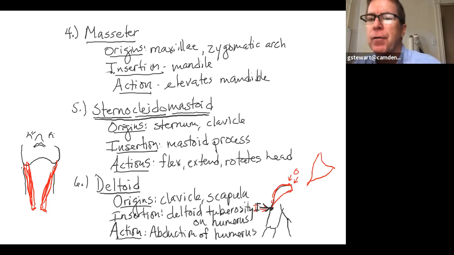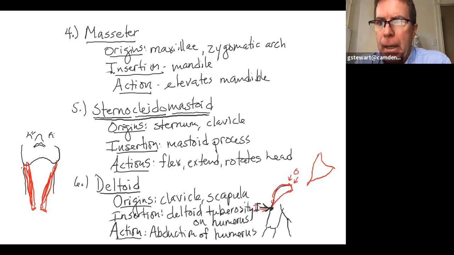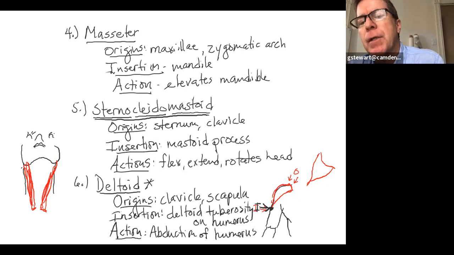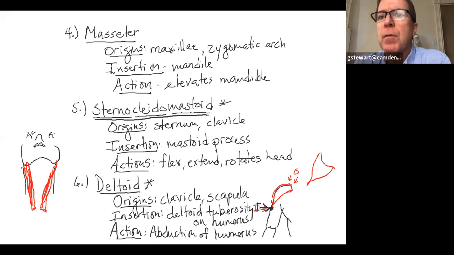So I'm going to pause here for a minute and just give you some quick examples of types of questions to expect on the next quiz. If you encounter a question, I might just say something like, which of the following muscles is a main abductor of the humerus? Bang, right here. Or I might say, which of the following muscles, its main insertion point is the mastoid process? That's this one. So these are the types of questions. Which of the following muscles below elevates the mandible? And you would know, there you go.